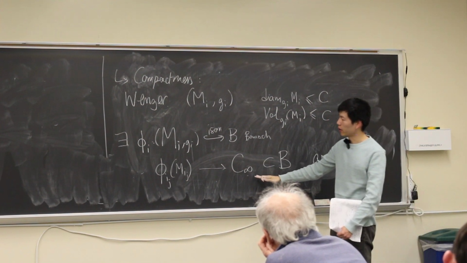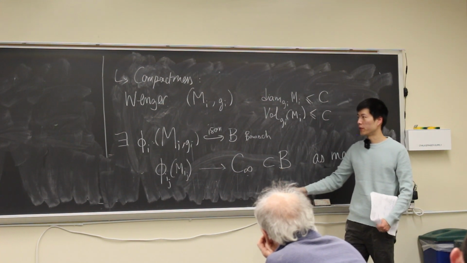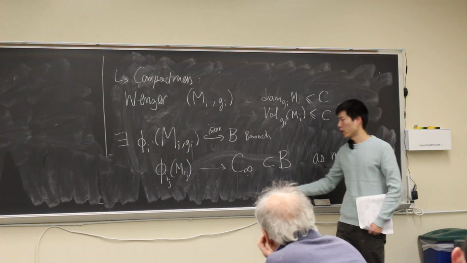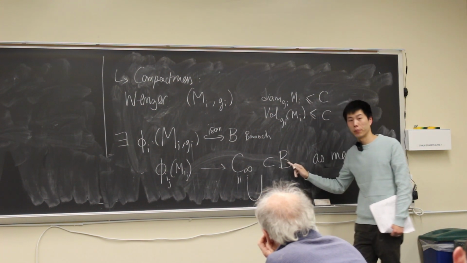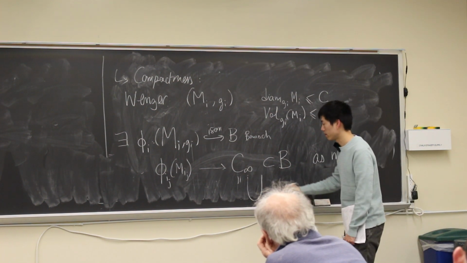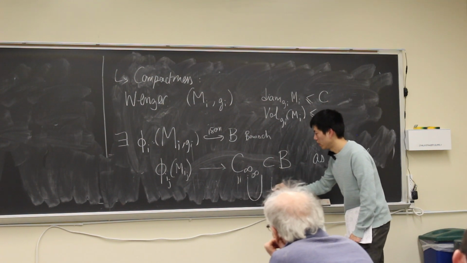This limit is definitely not going to be a submanifold of B in general, but it's going to be something with some almost smooth structure. It is going to be a countable union of Lipschitz submanifolds of B. You can make sense of that sentence. Lipschitz.